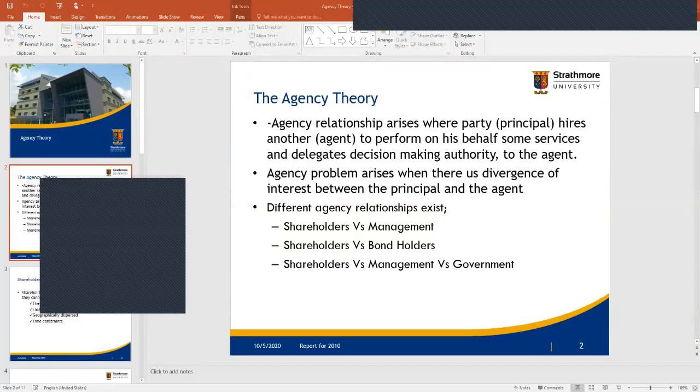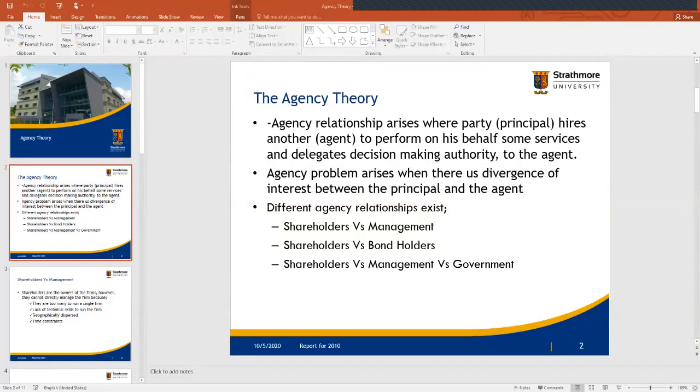The shareholders are the principals and management is the agent. Yes, the shareholders are the principal. The best way to identify a principal is simply to observe who owns the resource. Who is the owner of the resource? Because the owner of the resource is the one who will be the principal.